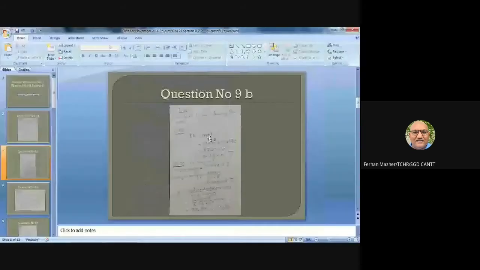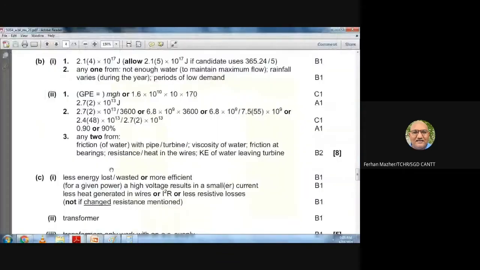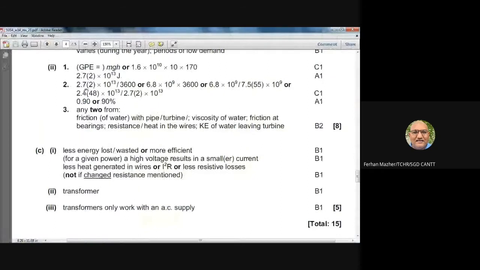So let me show you the marking scheme. On your screen you can see the marking scheme. The final answer is 90%. So hopefully you are able to understand how this numerical is done.